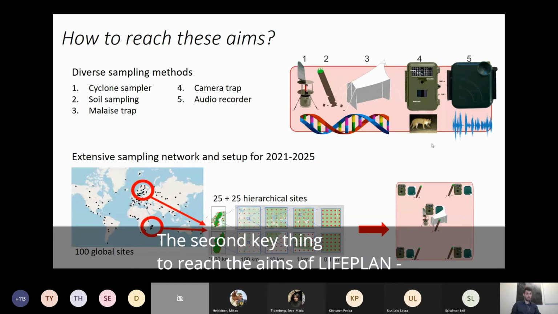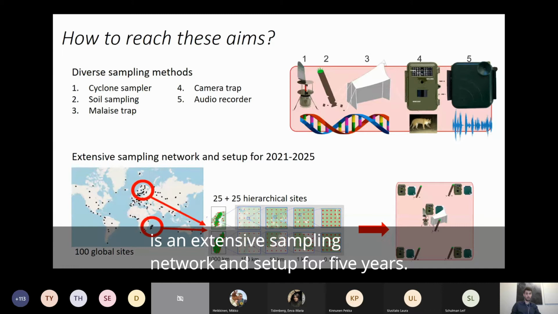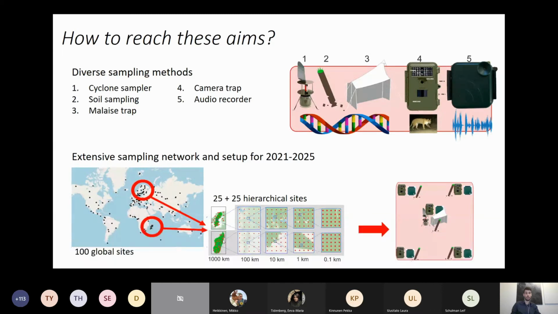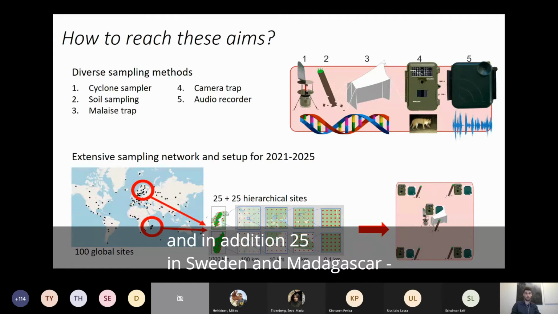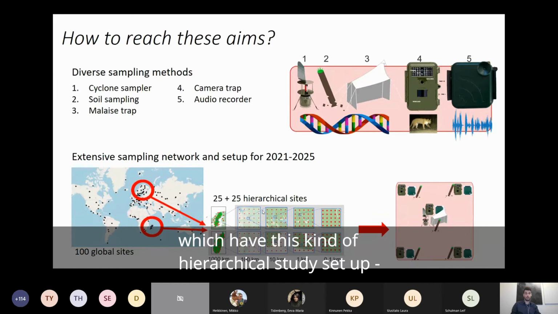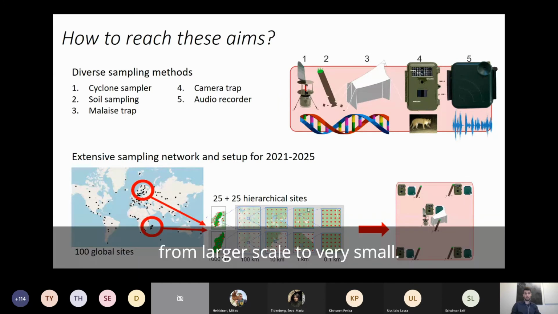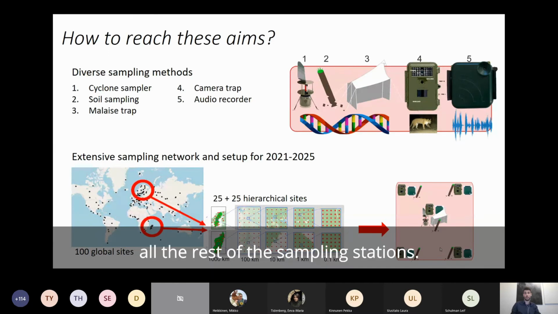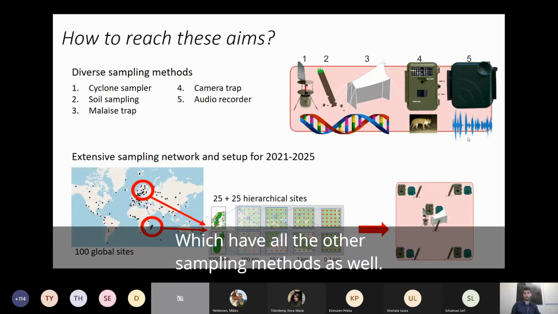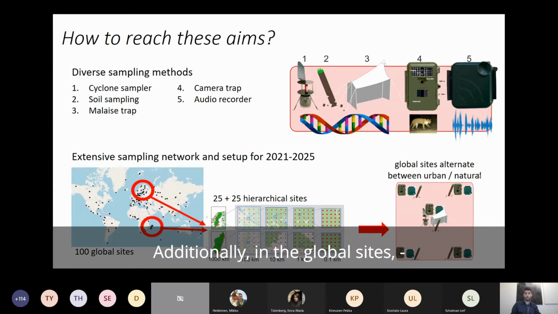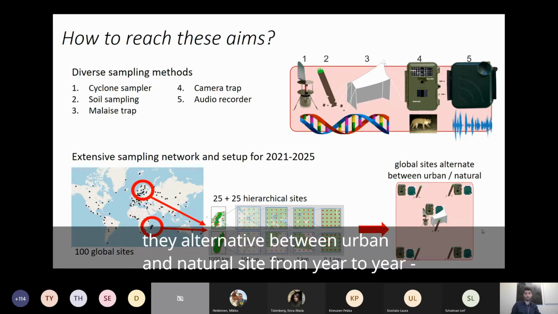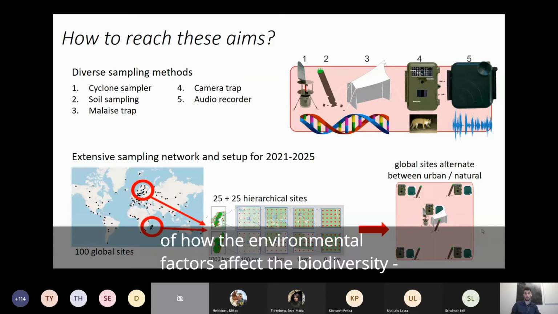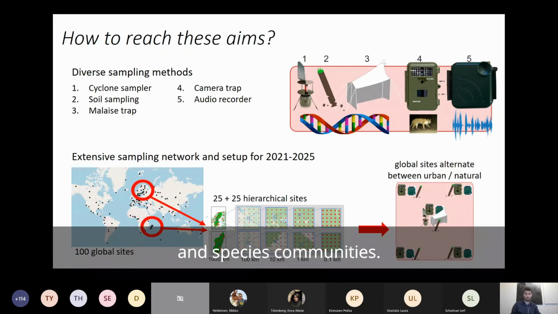And the second key to reach the aims of Lifeplan is an extensive sampling network set up for 5 years. We have 100 global sites, and in addition 25 in both Sweden and Madagascar, which have this kind of hierarchical study setup from larger scale to very small scale. And within each plot, we have one cyclone sampler and Malaise trap in the middle of the plot, and then within 100 meters from each other, all the rest of the sampling stations, which have all the rest of the sampling methods as well. And in addition, in the global sites, they alternate between urban and natural sites from year to year to get a better picture of how the environmental factors affect biodiversity and species communities.